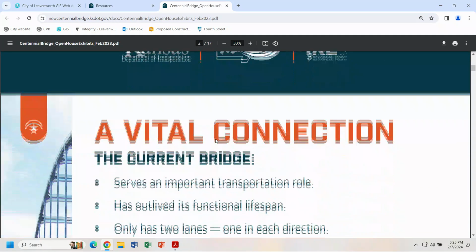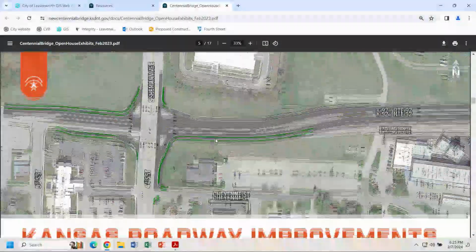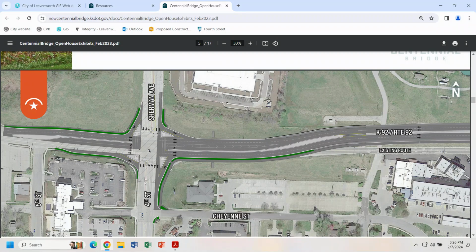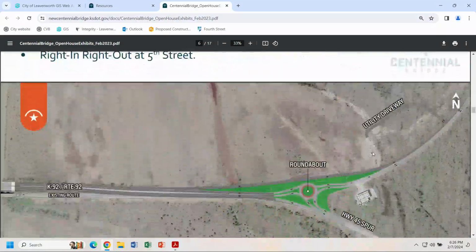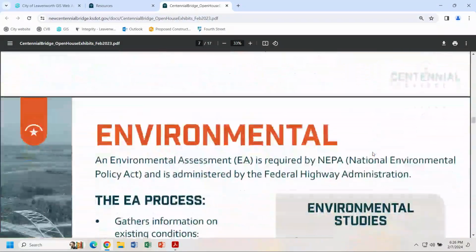I'm looking for it right here, I think. This will give you a better picture of what it's going to do. So for example, here's 4th Street in Sherman, the Sherman Gate. And this is the existing intersection. As you can see, once you get past that, it starts to come out a little bit from the existing roadway. Yeah, that answers my question.